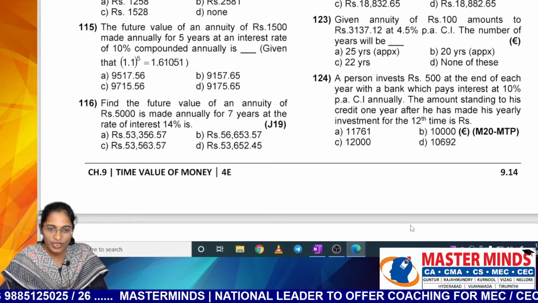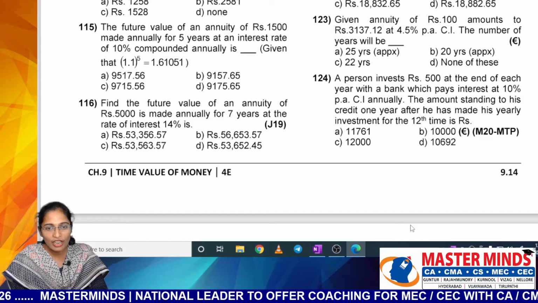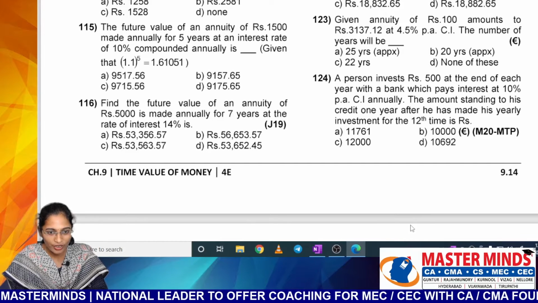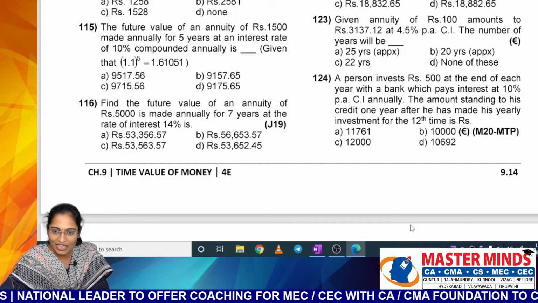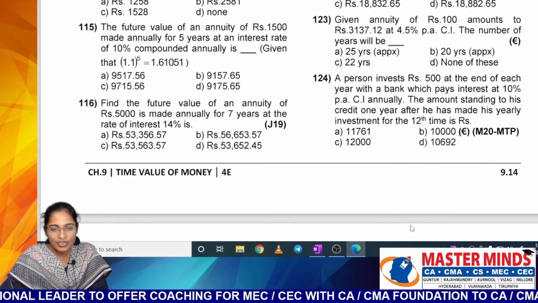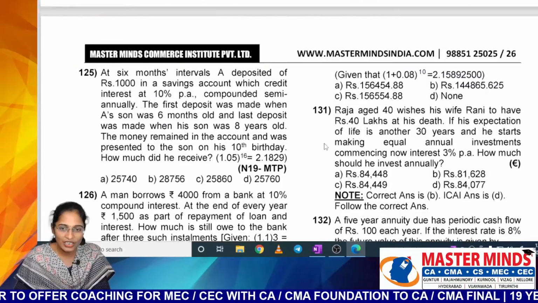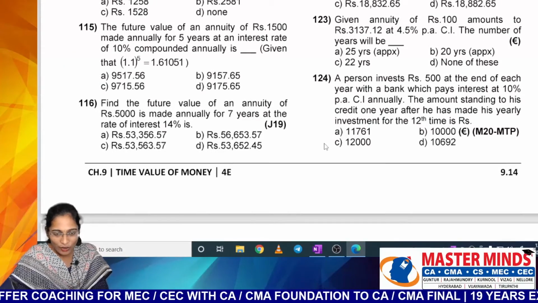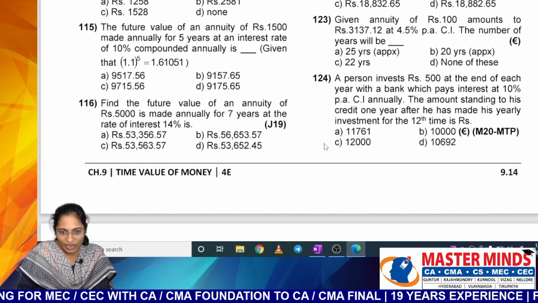So today we are going to see about annuity, that too, future value of ordinary annuity, a bit of an important concept, and time value of money. As you all know, the time value of money itself is an important topic. Here I am going to discuss question numbers 124, 125 and 126 in our 4th edition of the CA Foundation Math Syllabus material. So let's have a look at 124.